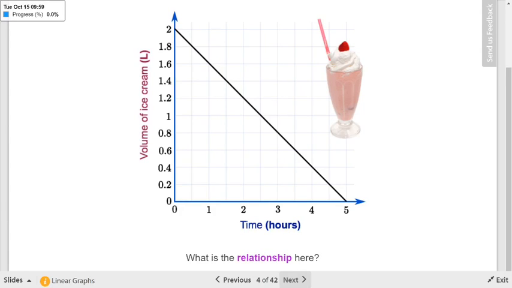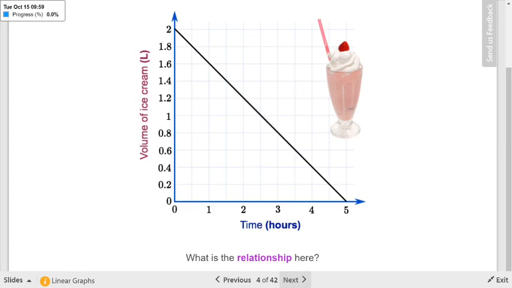Well, the relationship can be determined by looking at the scale and the title of the scale. So what is the thing on the y-axis, the thing going up or down? Volume of ice cream. In what kind of units? Liters. The volume of ice cream in liters. Excellent. Who can tell me something about the x-axis, the bottom one? The time in hours. So we have so much ice cream in liters and so much time in hours.